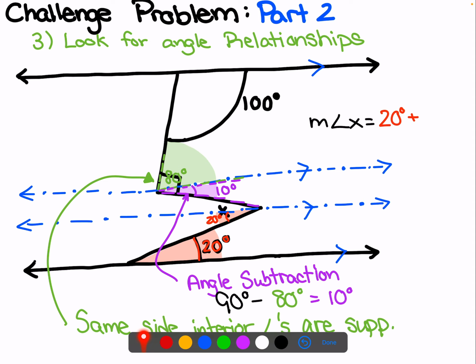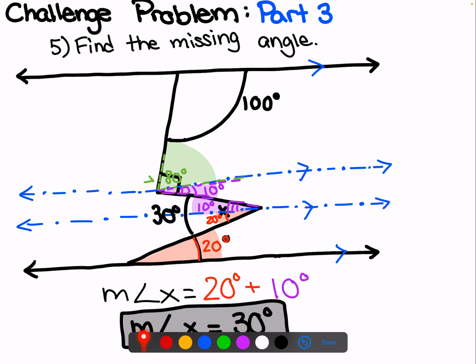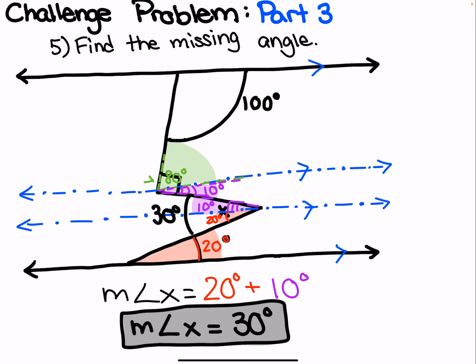Now, looking at the relationship between the top part of angle X and this 10 degrees, well, these angles are alternate interior angles. And I know alternate interior angles are congruent. Therefore, the top piece is 10 degrees, which means the total of angle X is equal to 20 degrees plus 10 degrees, which is 30 degrees total. So our answer for this problem is 30 degrees.